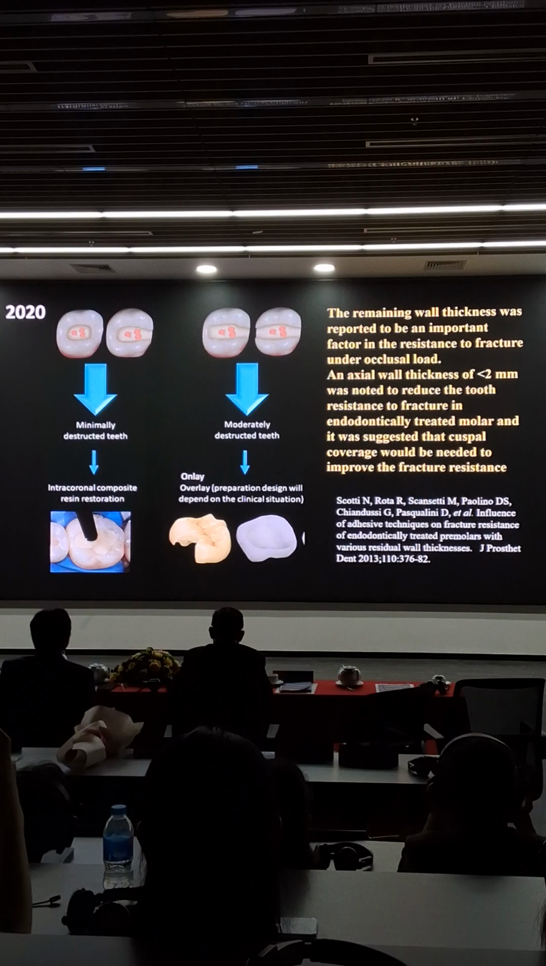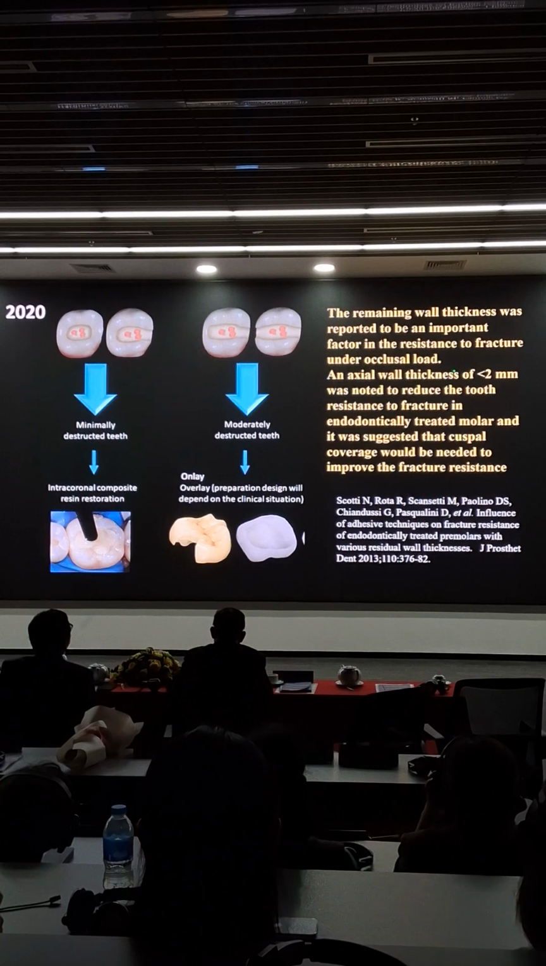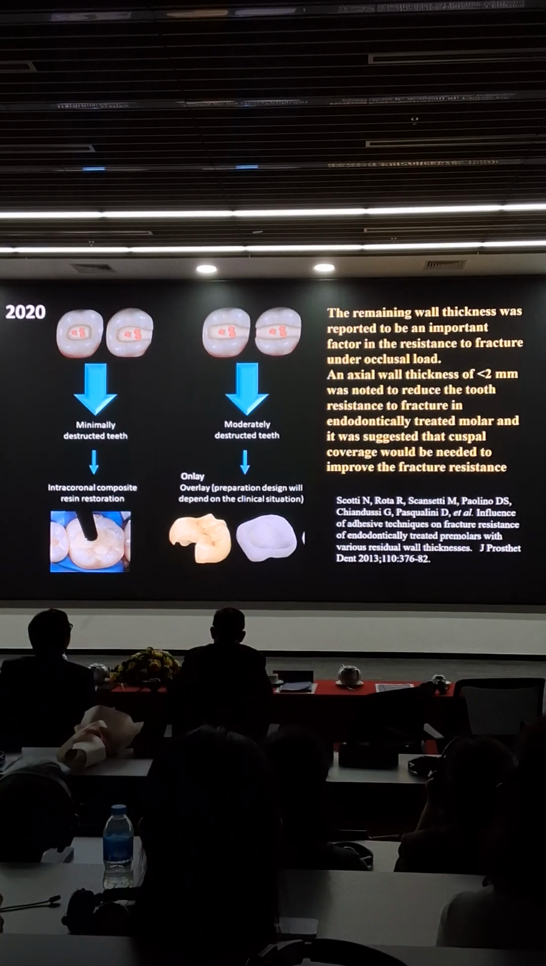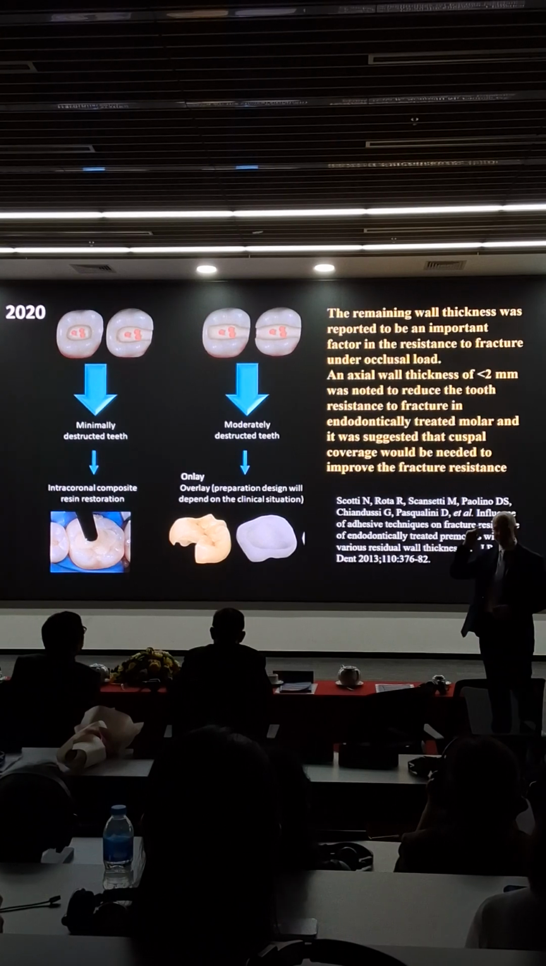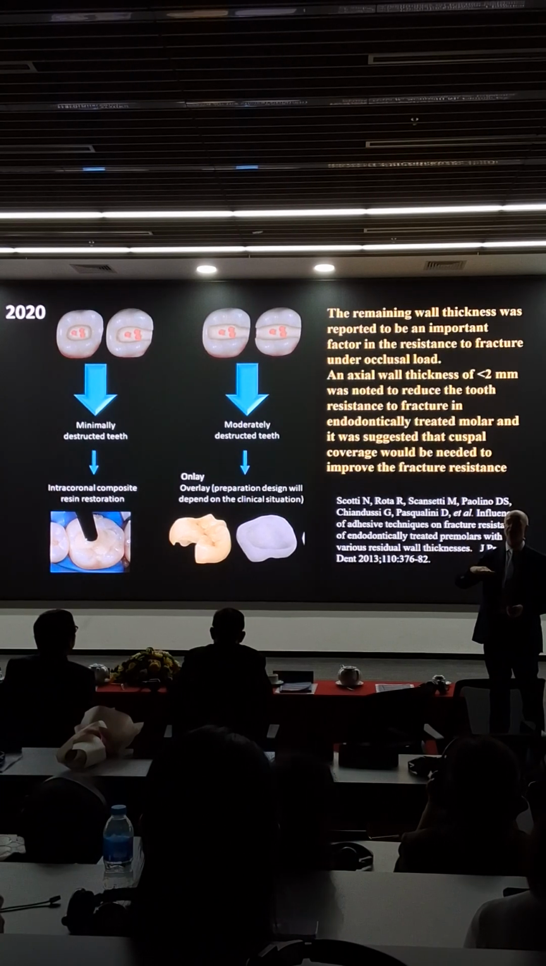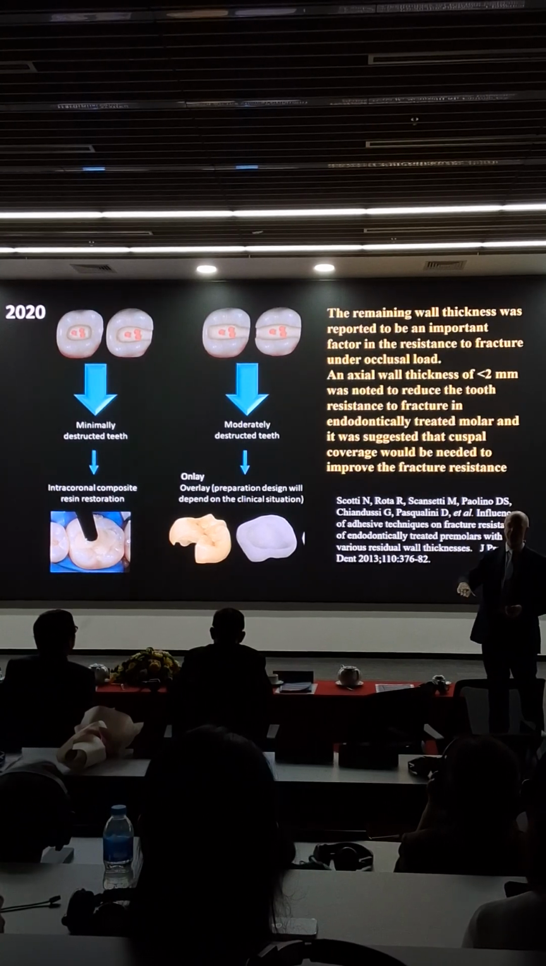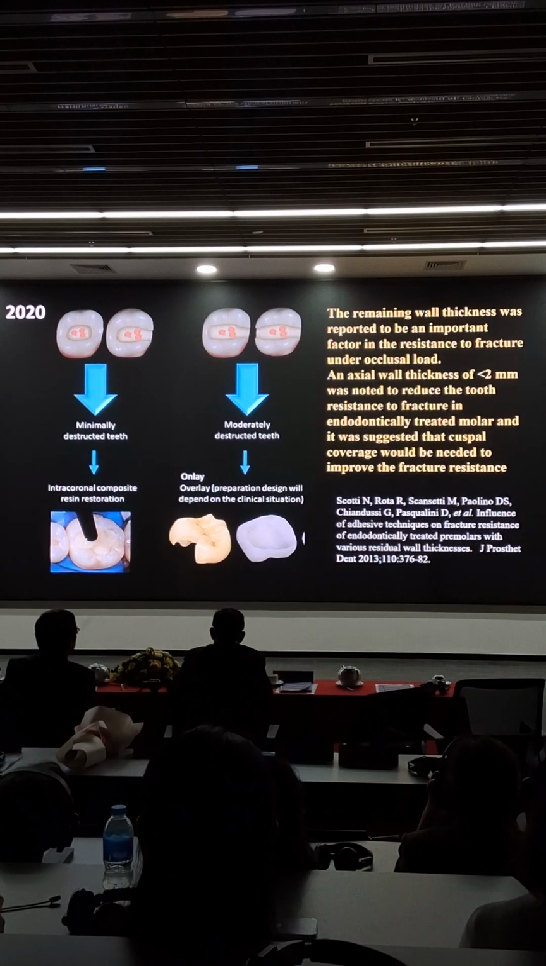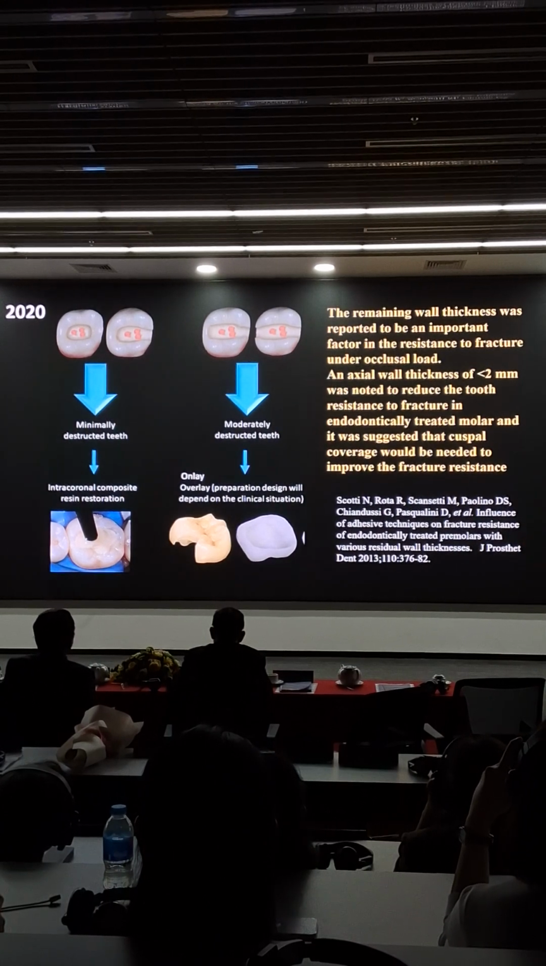Situation number 2. I lose 2 marginal ridges, or my walls are less than 2 millimeters. 2 millimeters is always the number you need to keep in mind when we restore the tooth after root canal treatment. Less than 2 millimeters, you need to cover. More than 2 millimeters, you can keep your wall. So if I have a situation like this one, I will need to proceed with the onlay or overlay.